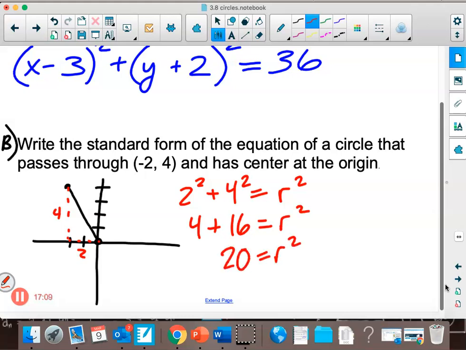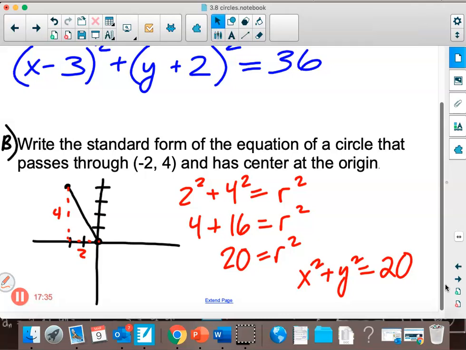So my question to you, if I get that r squared is 20, do I have to find r? No. Why not? Because it's squared. Because the equation is r squared, right? So my equation would be x squared plus y squared equals 20, because 20 is r squared, and I'm done. Don't have to find the square root, don't have to simplify the radical, just r squared, done, life is good.